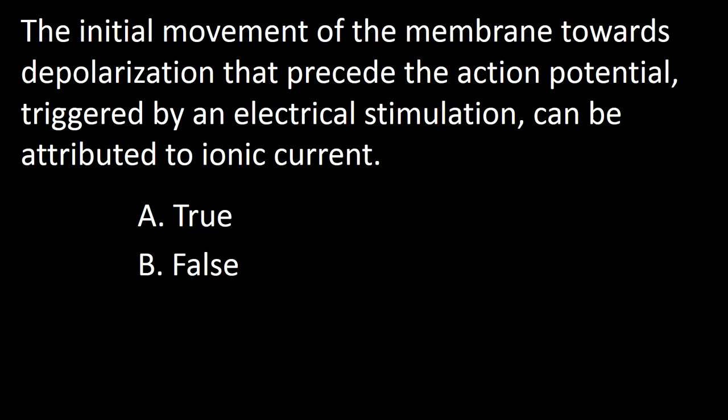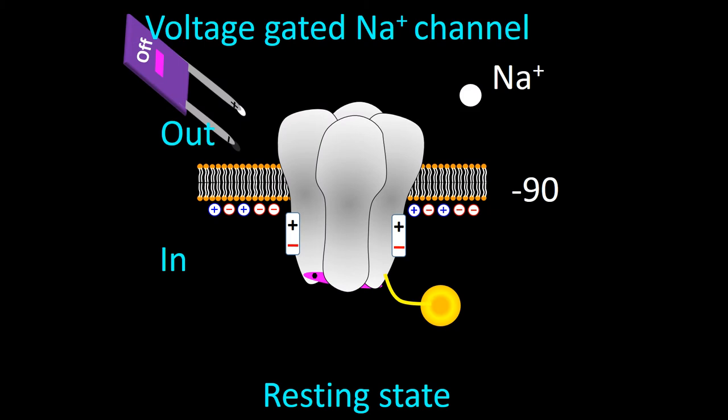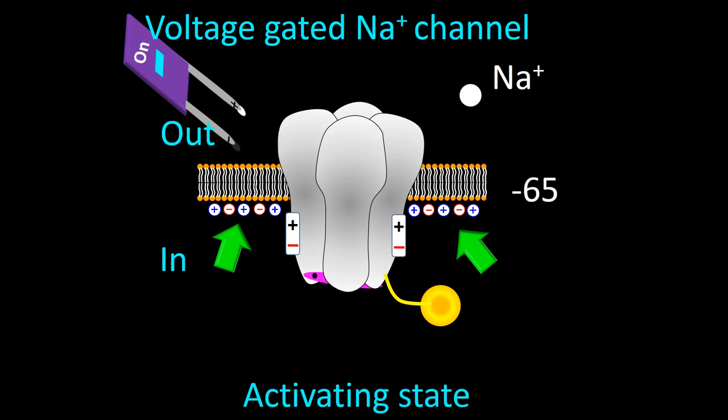Next question. The initial movement of the membrane towards depolarization that precedes the action potential triggered by an electrical stimulation can be attributed to ionic current. A true, B false. Without the stimulator, the resting membrane potential is negative, that is to the level of minus 90. Notice the excess of negative charges pointed by the green arrow. When the stimulator is turned on, the membrane potential goes to negative 40. This happens without the channels opening, and it is the consequence of capacitor currents.